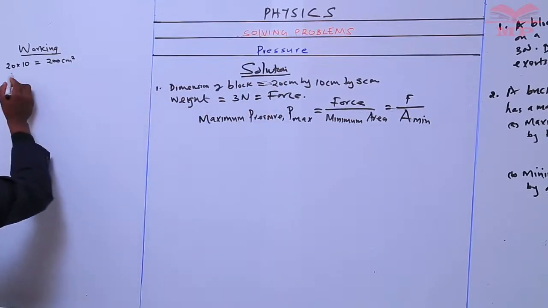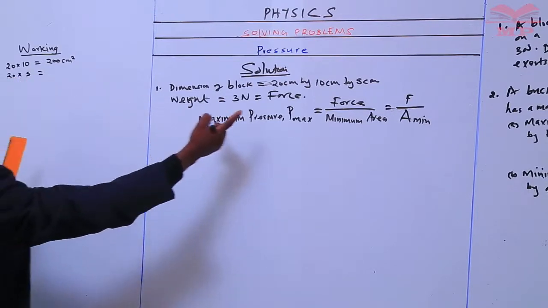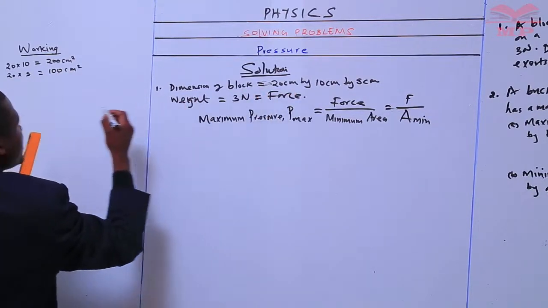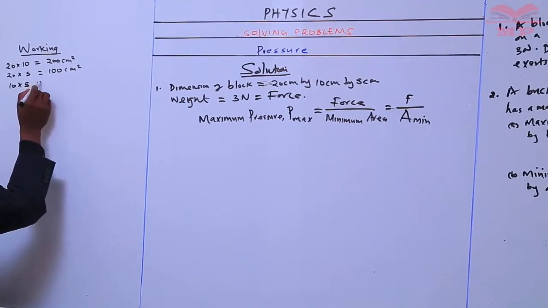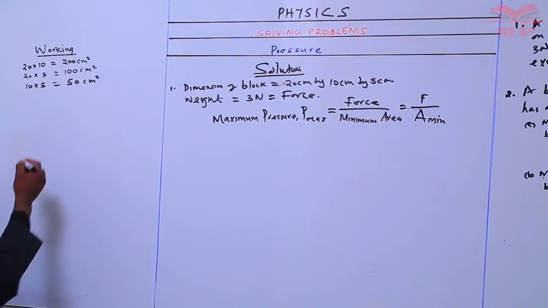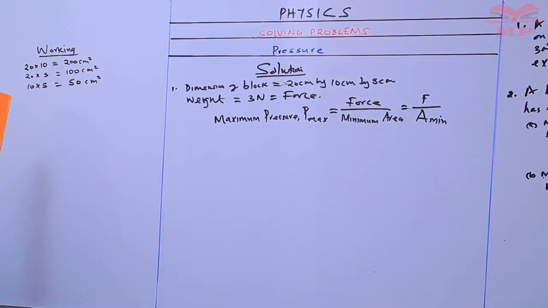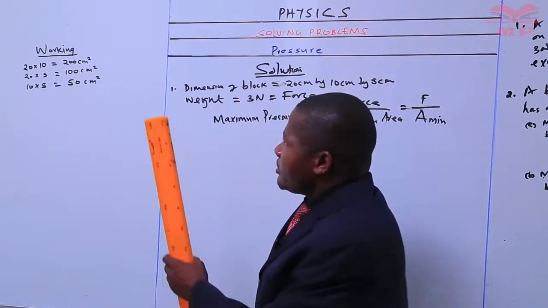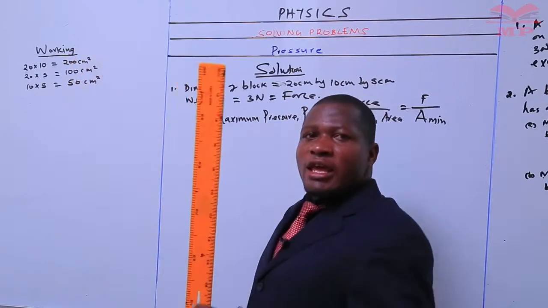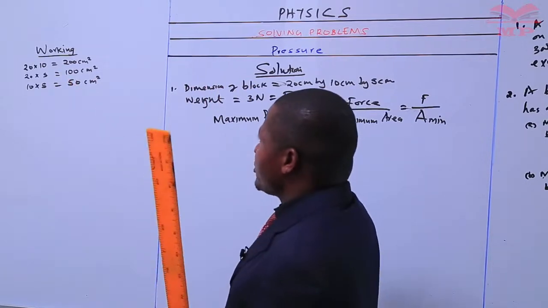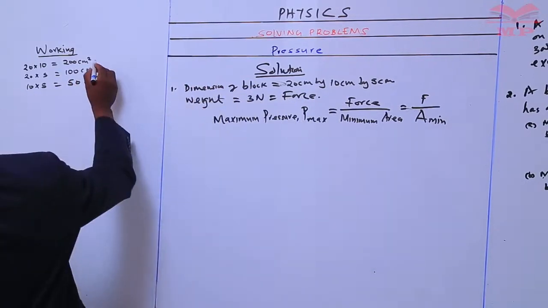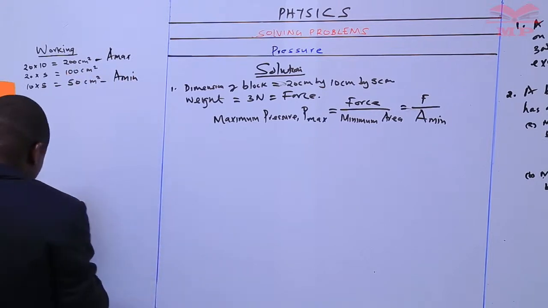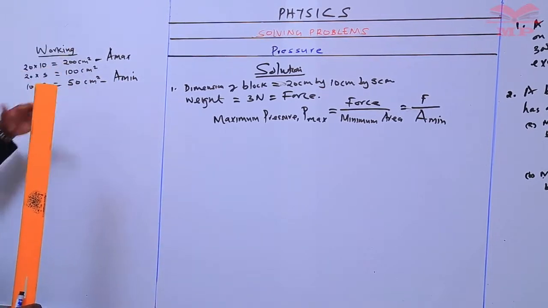I can take 20 times 5. This one will give me 100 centimeters squared. Then I can have 10 by 5. This gives me 50 centimeters squared. From these 3 areas, we can tell which one is maximum and which one is minimum. 200 is the highest one, meaning that it is maximum area. Then 50 is the lowest one. You know, this one is the minimum one. So this one is A max, and this one is A minimum. Remember, 100 is in between, but we are here just to determine the maximum and minimum.